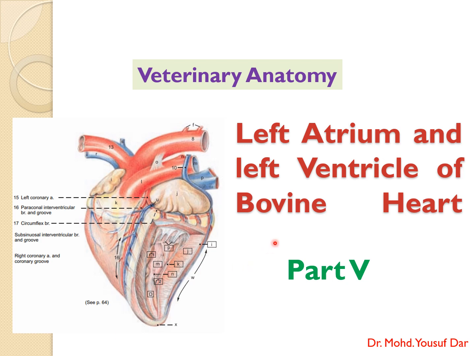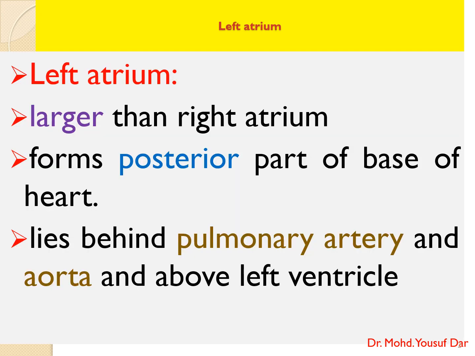Our today's topic is the anatomy of the left atrium and the left ventricle of the bovine heart. Now, the left atrium is usually larger as compared to the right atrium. The left atrium forms the posterior part of the base of the heart, and it lies behind the pulmonary artery and the aorta, and it is present above the left ventricle.